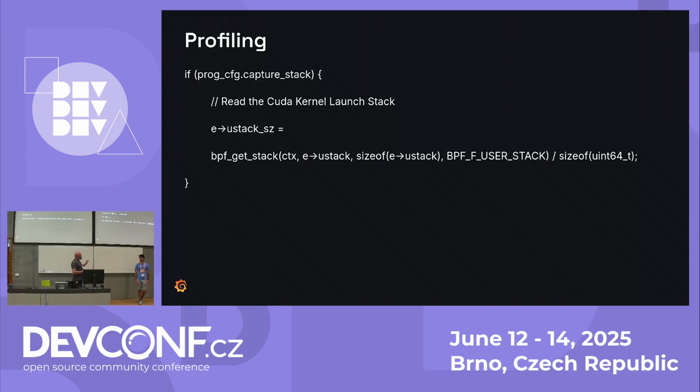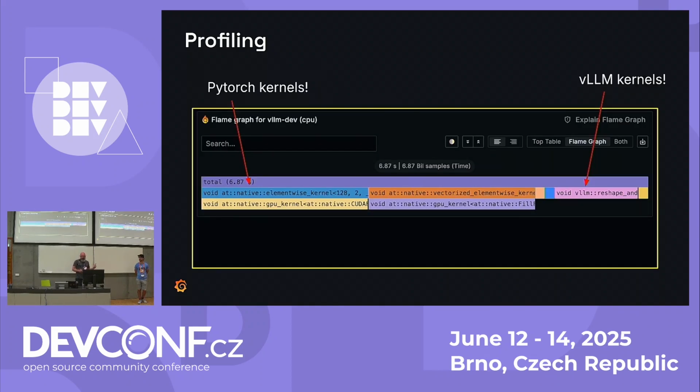In the probe of the CUDA launch kernel, we can also have this piece of code, which is capturing the stack trace of the CUDA kernel launch. And so we can extract this information, and we can unwind the frames using the symbols that we extracted from this function. We can see that there are PyTorch kernels here and vLLM kernels. And we can visualize this with a flame graph viewer.